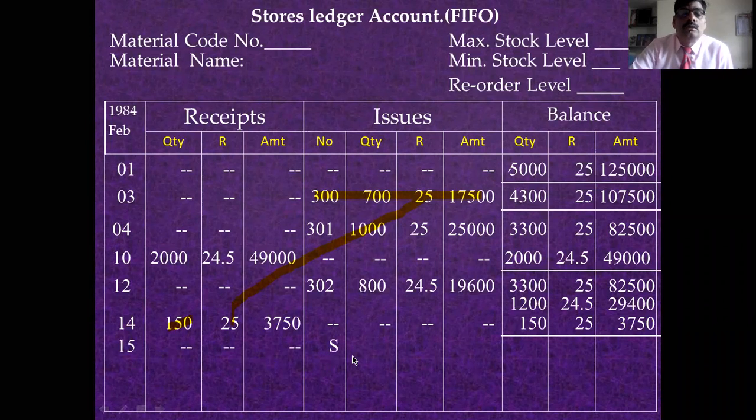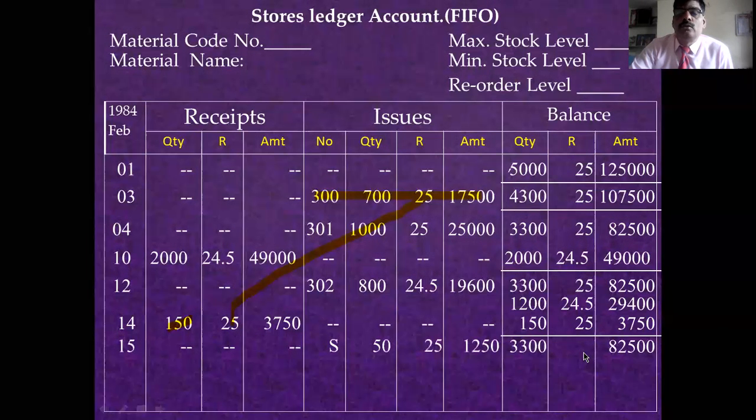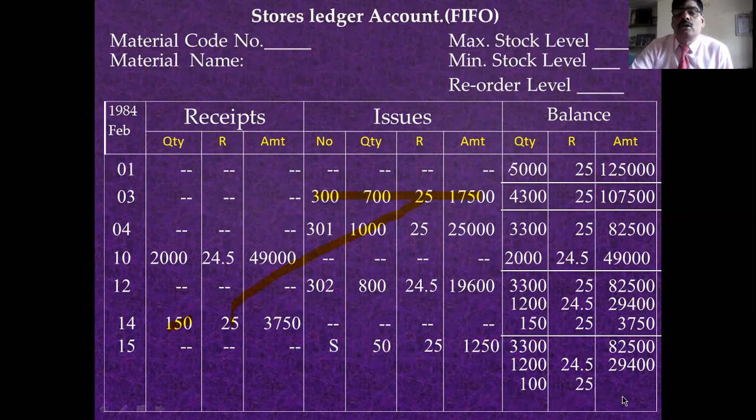50 kg shortage. I write the shortage. Yes, shortage. 50 kg, last lot is 25, at the rate of 25 you issue 1,250. Balance is 3,300: at the rate of 25, 1,200, at the rate of 24.5, then 100 out of 150, 50 issued, balance is 100 at the rate of 25, 2,500. Okay.